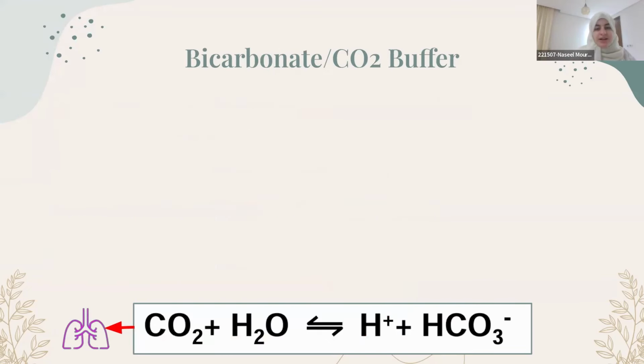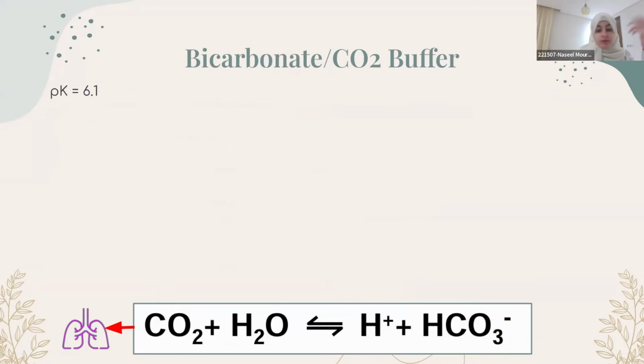And that is the bicarbonate CO2 buffer, okay? And we're gonna focus a lot on this one. So again, this is the formula. This is the regular formula that we've been talking about. Carbon dioxide with water produces H plus and bicarbonate. Okay, this is bicarbonate. Now, the pK of this system is 6.1.